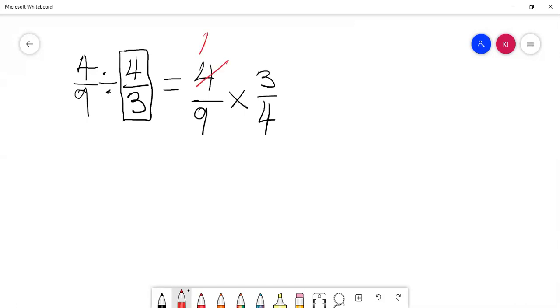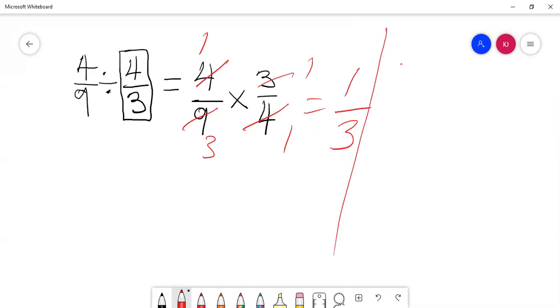4 goes here one time, 4 goes here one time, 3 goes here one time, 3 goes here 3 times. 1/3. So why don't you try this?